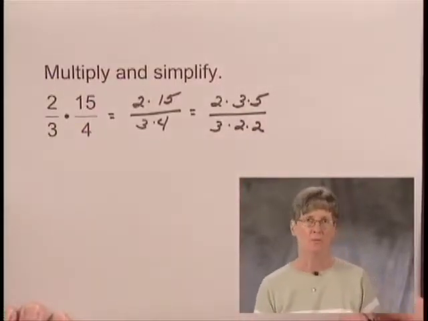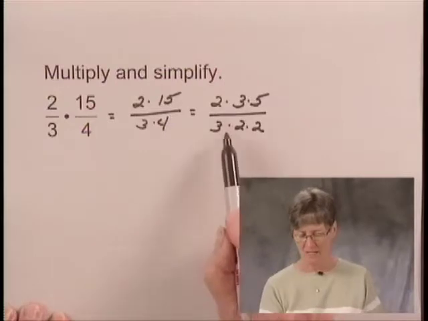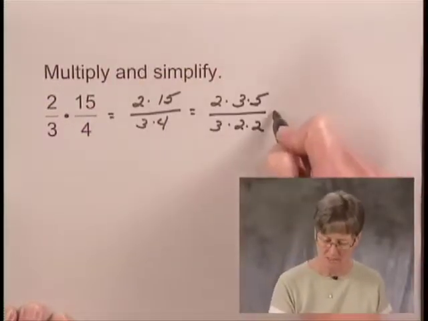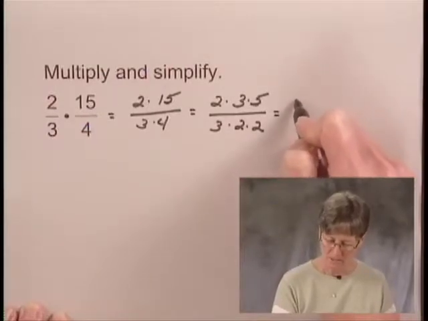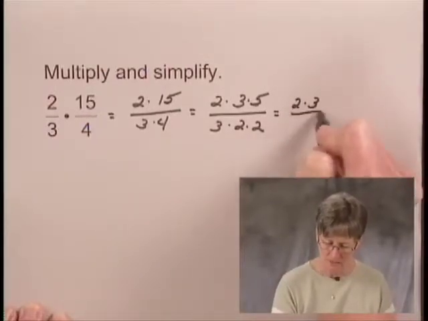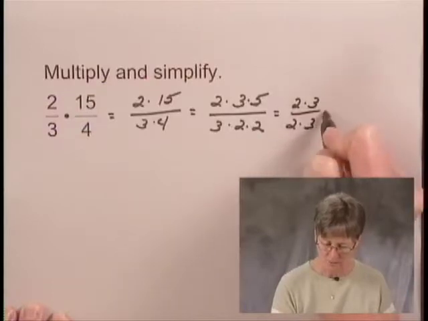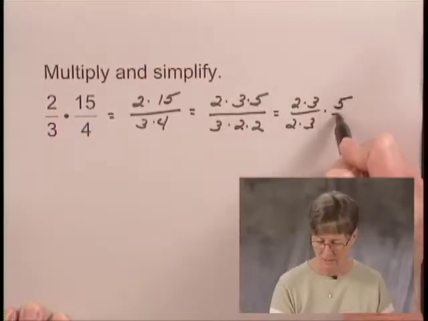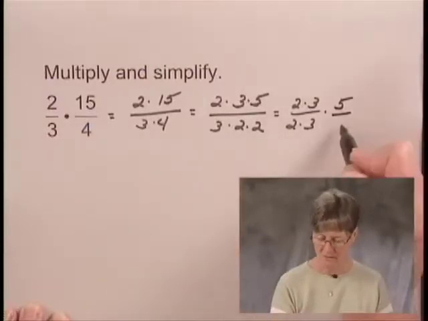Now let's look and see what we have in both the numerator and the denominator. I have a factor of 2 in each place, and I have a factor of 3 in each place. So I can rewrite this as 2 times 3 over 2 times 3, and what remains in the numerator is 5, and what remains in the denominator is a factor of 2.